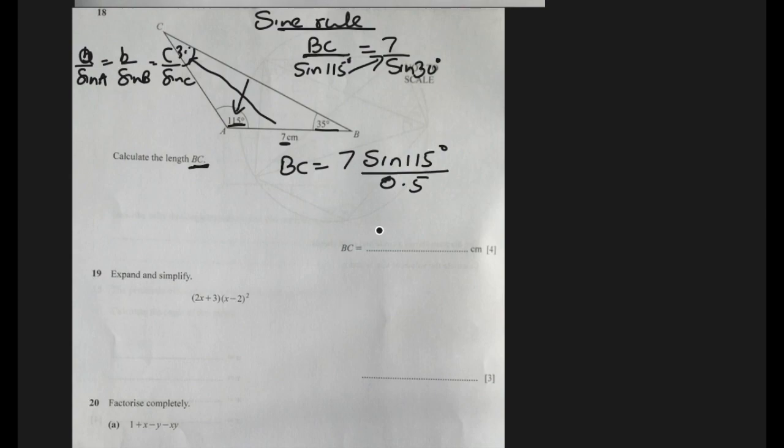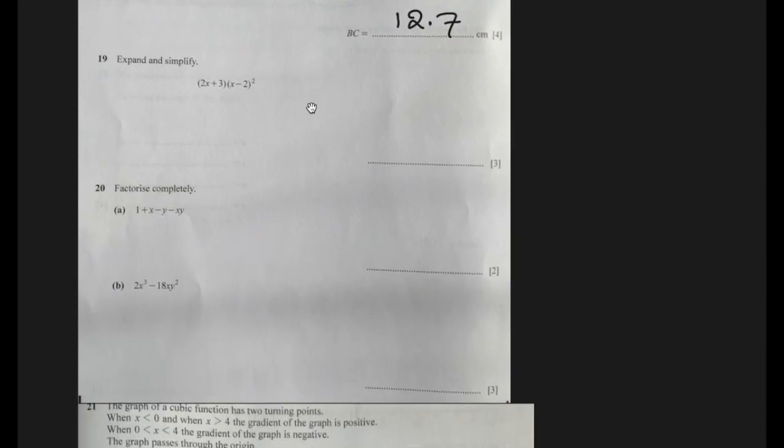Okay, when I use my calculator, I got 12.68, so which we can write as 12.7 centimeters. Okay, expand and simplify. So for expanding, we'll use BODMAS. That means exponential. We'll open up this one first. So let me open this here.